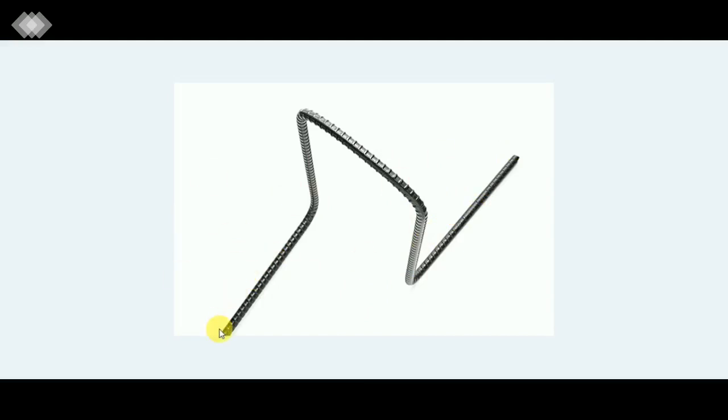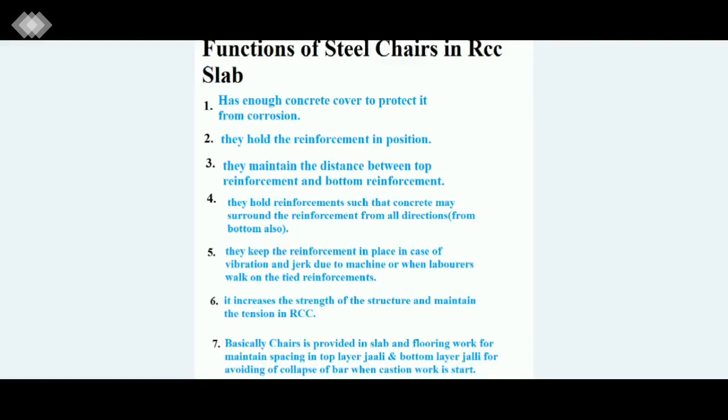What is the importance, what are the functions, and what are the critical dimensions we require in the site. It has to be maintained as per VBS. Now we come to the function of steel chairs in RCC members. So function of steel chairs in RCC slab: enough concrete cover to protect from corrosion. This is the first. They hold the reinforcement in position.